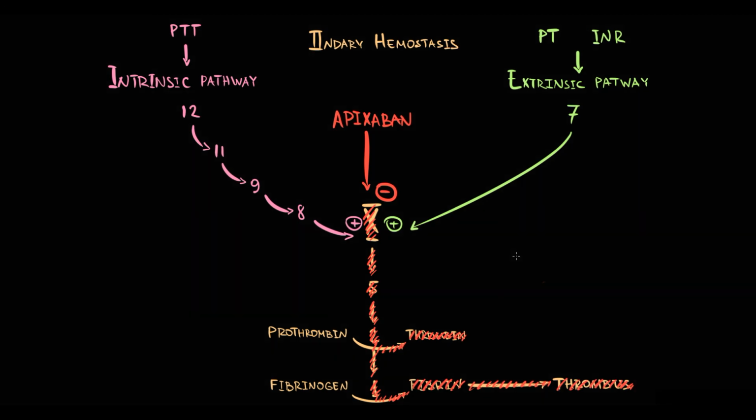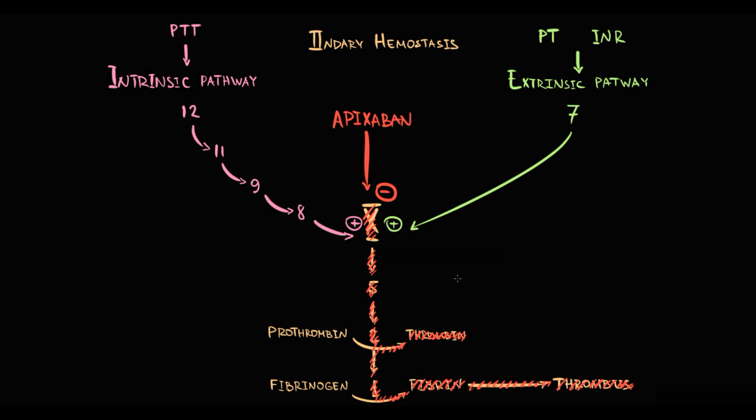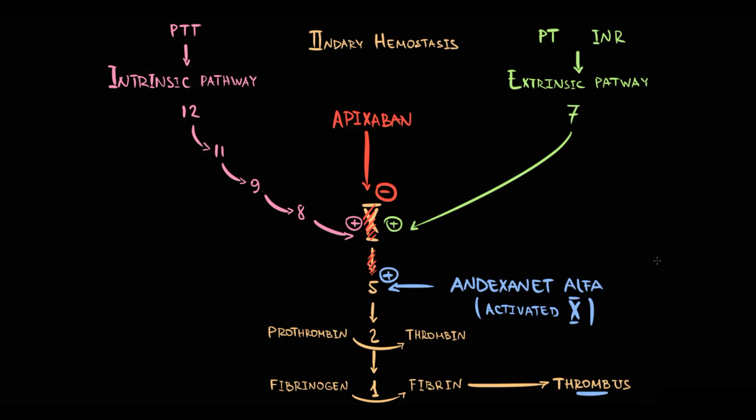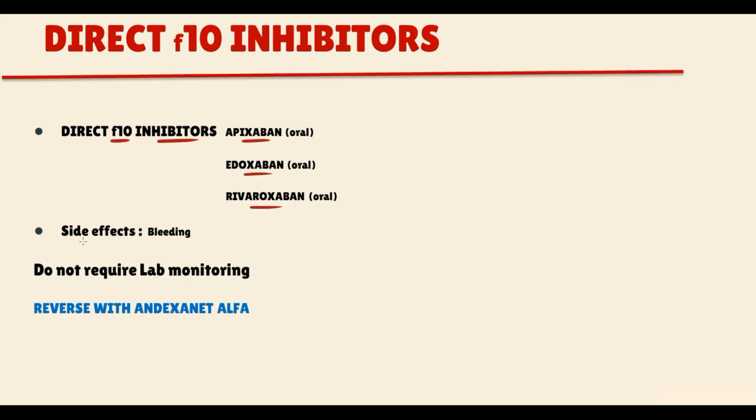We have to know that in case of overdose, we should use andexanet alfa, which is basically an activated form of factor 10 that can reactivate the common coagulation pathway. In other aspects, direct factor 10 inhibitors are quite similar to factor 2 inhibitors. They also do not have significant side effects, and they do not require monitoring of coagulation values.